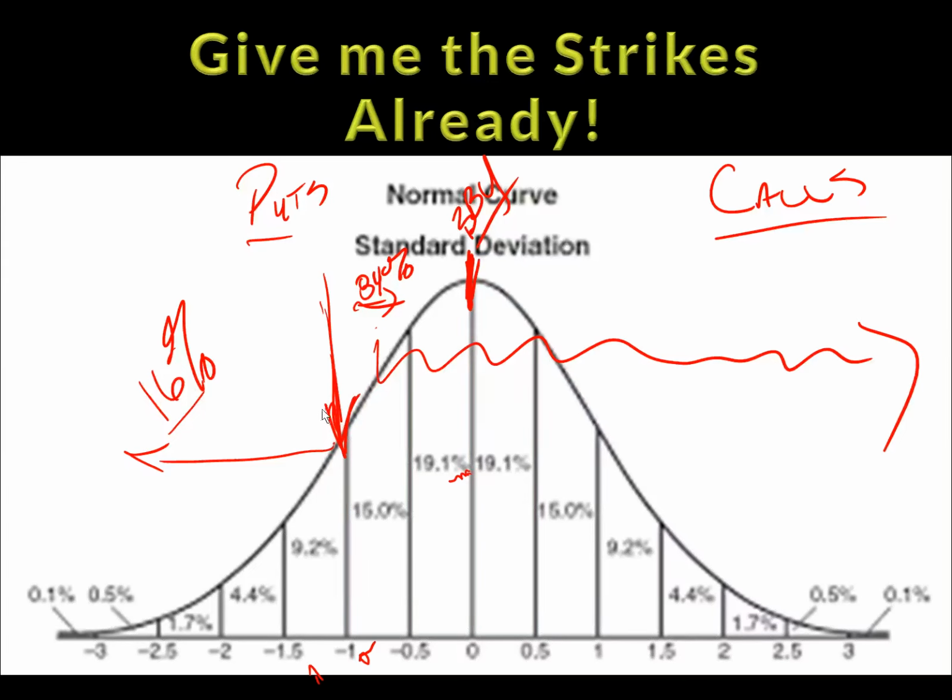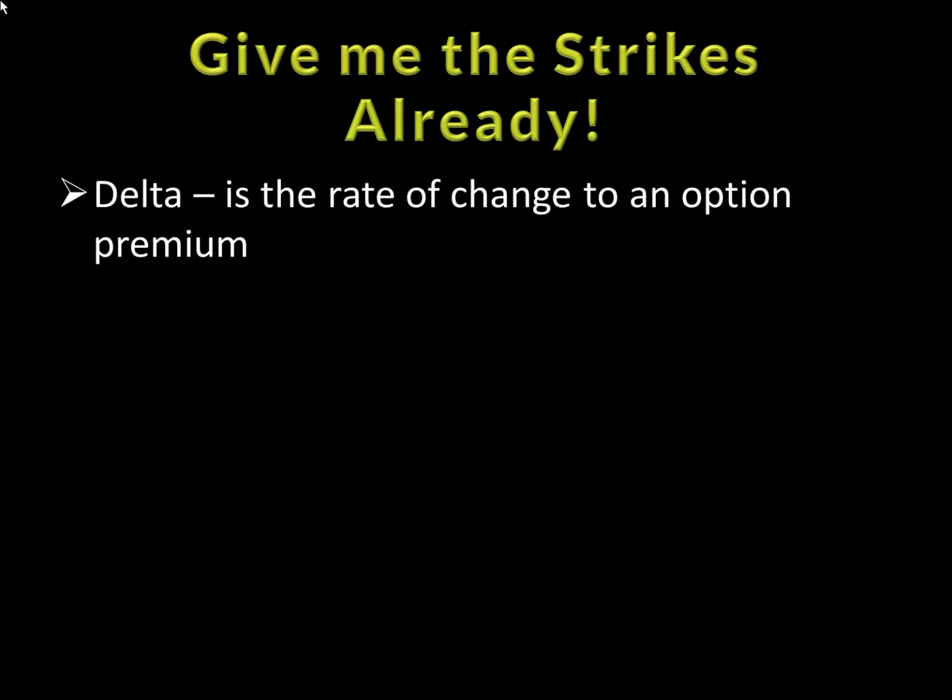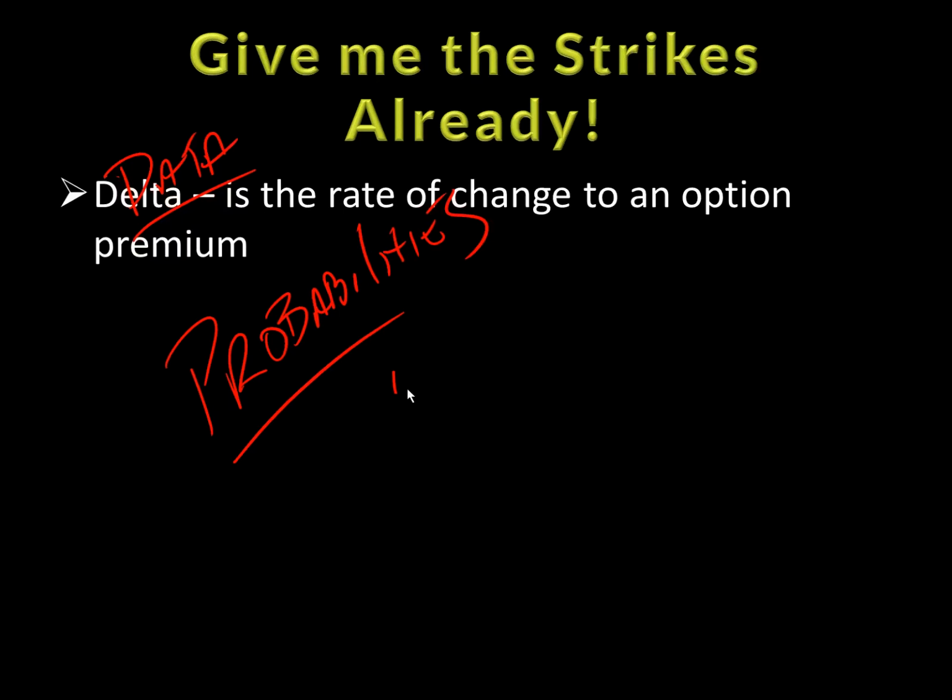Delta really tells us a lot of things, and let me go over this real quick. Delta tells us the rate of change to our option's premium. That means for every dollar this underlying moves, our premiums are going to adjust by that coefficient. But on the floor, we used to say this is data. Delta is data. It tells us all kinds of things, but most importantly, it tells us the probabilities, or the odds of success.